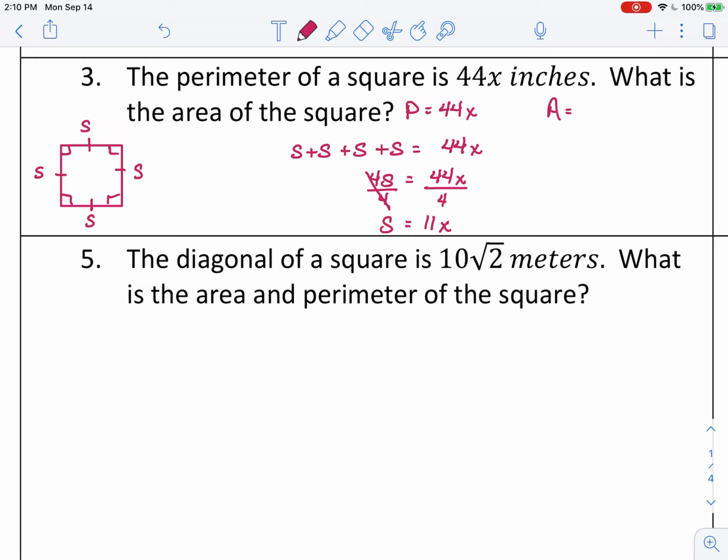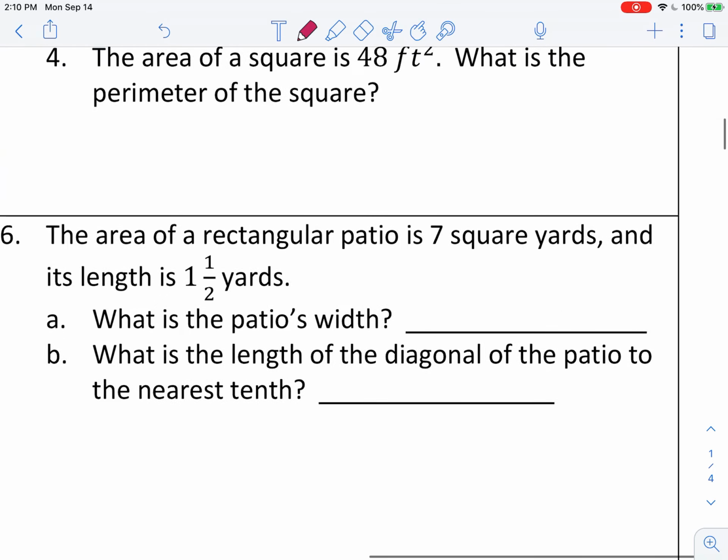If I want to know the area, well, area is the side length squared. I need to take 11x times itself. If you remember your algebra rules really well, your exponent rules, knock yourself out, use them. I recommend writing it twice so you don't screw it up. 11 times 11 is 121. Anything times itself is that thing squared. So we get 121x squared square inches for our area. Weird problem because of x, but something we can do.